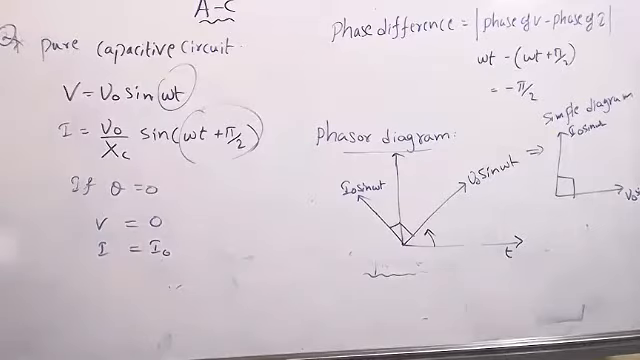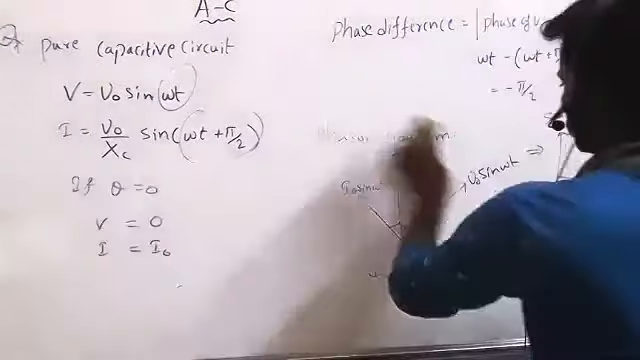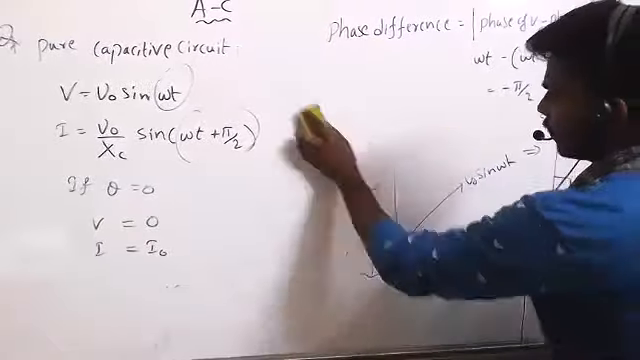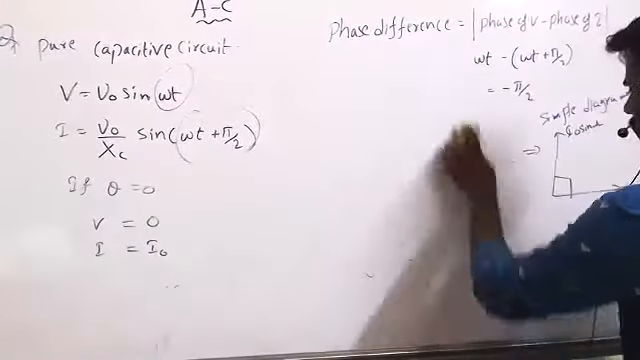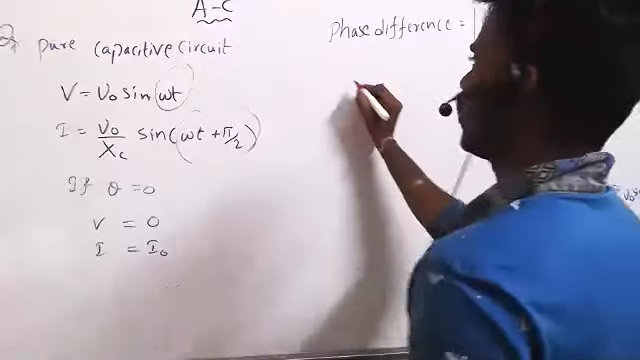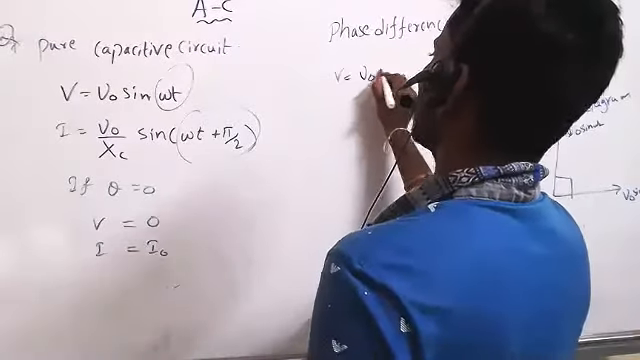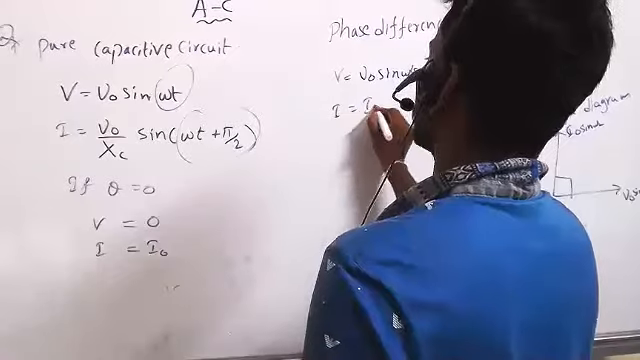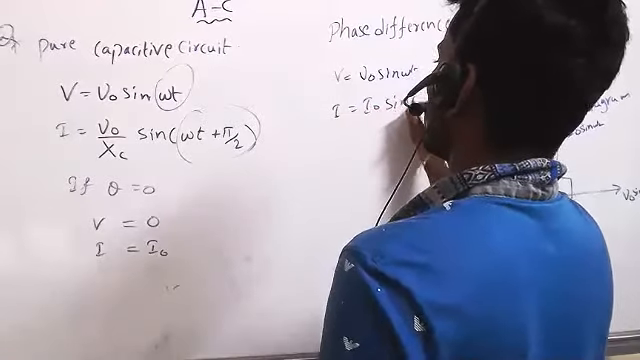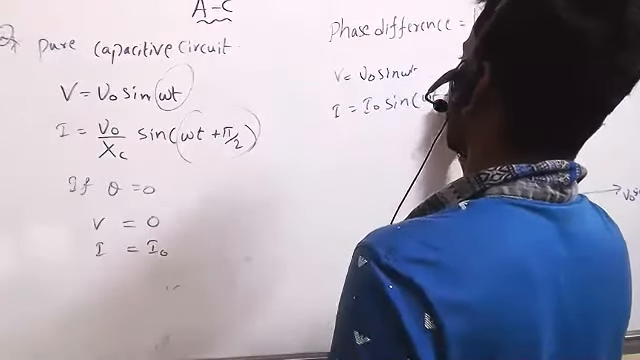In the previous question, how did we draw that? Let's see what we have done in the previous question. V equal to V naught sine omega t. I is equal to I naught sine omega t minus pi by 2, right? In the previous question.